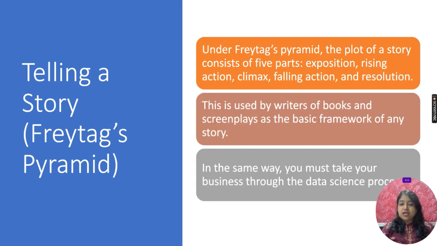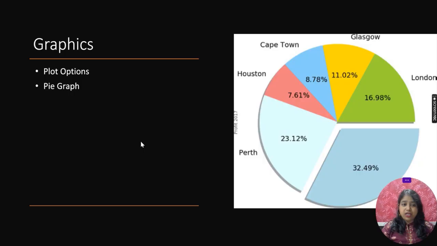Telling a story. So when we plot a story, it consists of 5 parts: exploration, rising action, climax, falling action, and resolution. This is used by writers of books and screenplays as the basic framework of any story. In the same way, you must take your business through the data science process and tell a story which will be useful and meaningful.